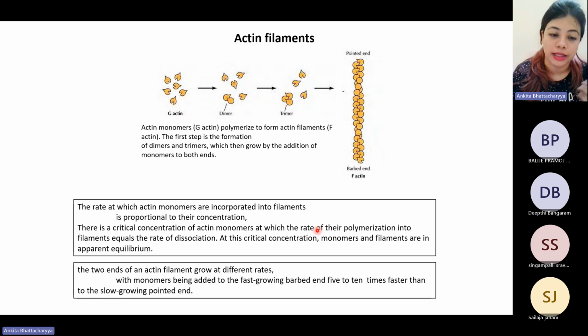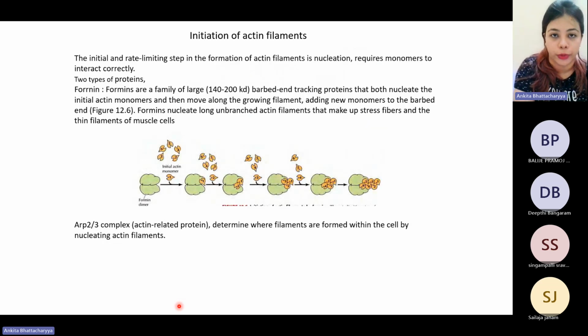The two ends, the pointed and the barbed ends, grow at different rates, and the barbed end, which we talked about, which has that little cleft, has a much faster rate of addition, about 5 to 10 times, as you can see here. Around 5 to 10 times faster addition occurs at the barbed end compared to the pointed end, which is considered to be much slower growing.